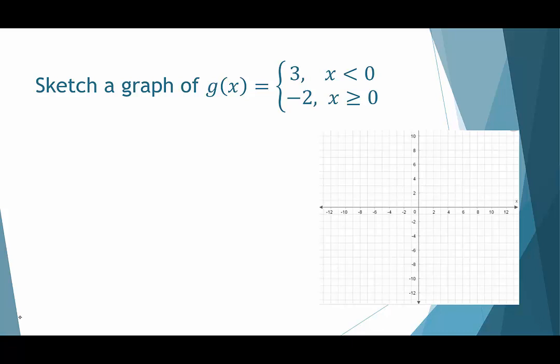So in this case, we have two pieces. We have the piece for when the domain is less than 0, and we have the piece for when the domain is bigger than or equal to 0. So the graph is going to be split into two separate pieces.